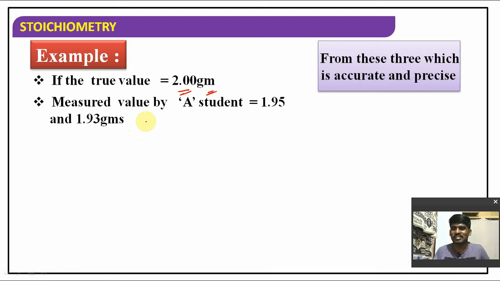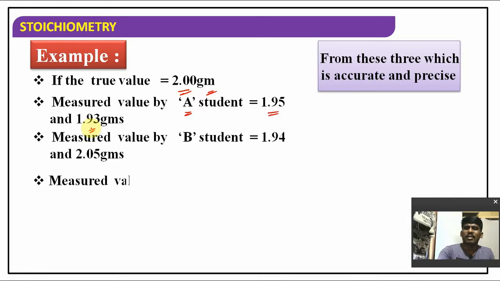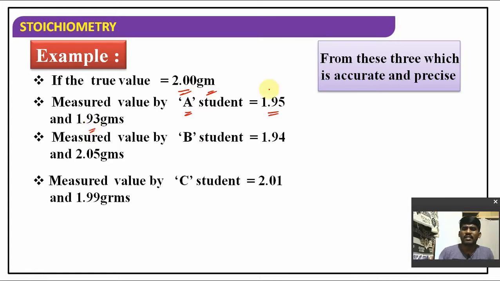Why? Because we are also humans, right? It's only possible by machine. An electrical weighing balance may give accurate results, but not humans. When we handle a machine or apparatus, obviously we can expect errors. So one student measured the values 1.95 and 1.93 grams. And student B measured 1.94 and 2.05 grams. Student C measured 2.01 and 1.99 grams.